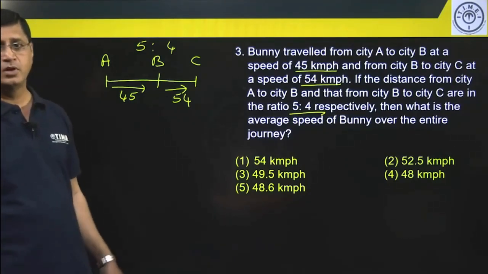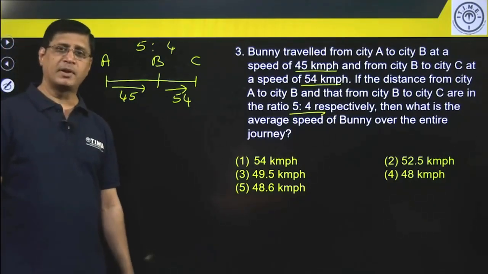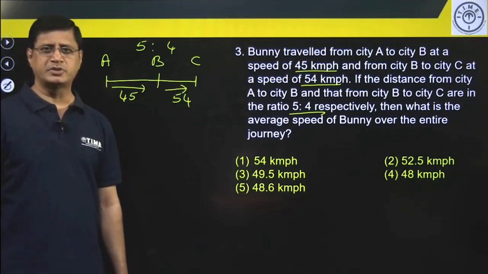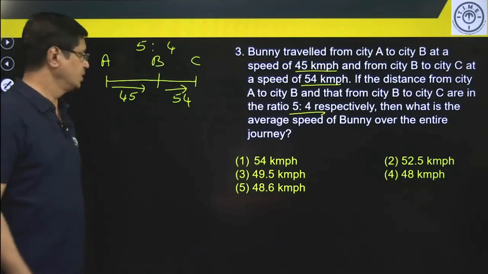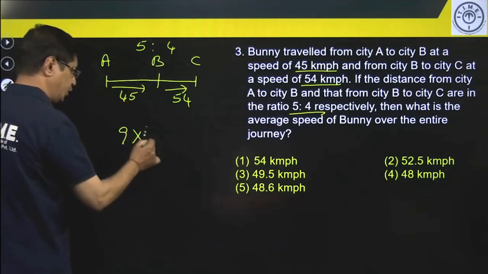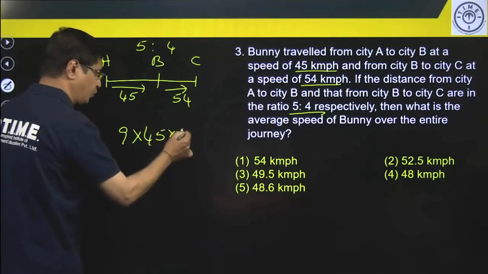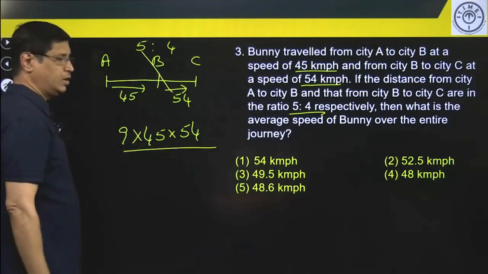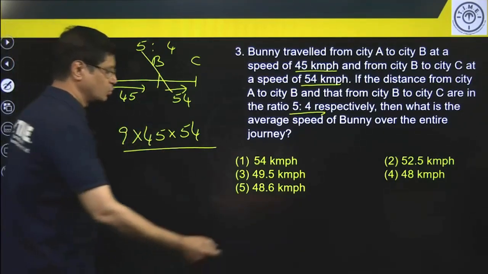Dear students, which formula we need to apply here? M plus N, sum of the ratio of the distances into product of the speeds by sum of the cross multiplication. Apply here. 5 plus 4, that is a 9, into 45 into 54 by sum of the cross multiplication. 5 into 54. How much it is? 270.